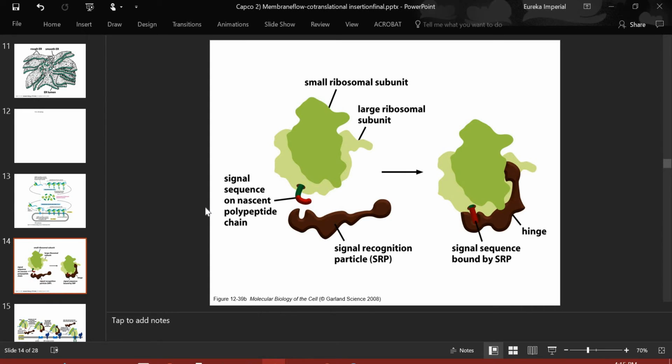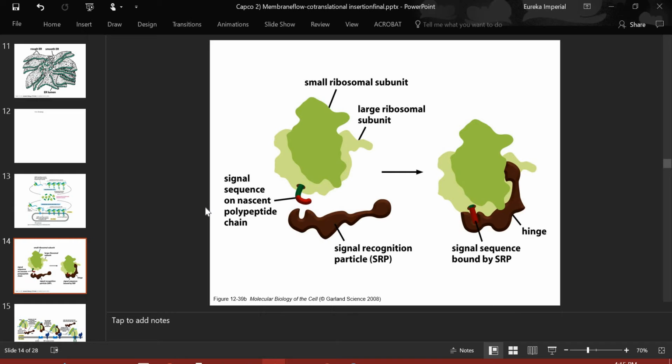So here is the small ribosomal subunit, the large ribosomal subunit is bound to it. The 5' end of the messenger RNA is not being shown. There's a protein coming out. It's being shown. This red area is the leader sequence composed of how many amino acids? 15 to 60 hydrophobic amino acids.